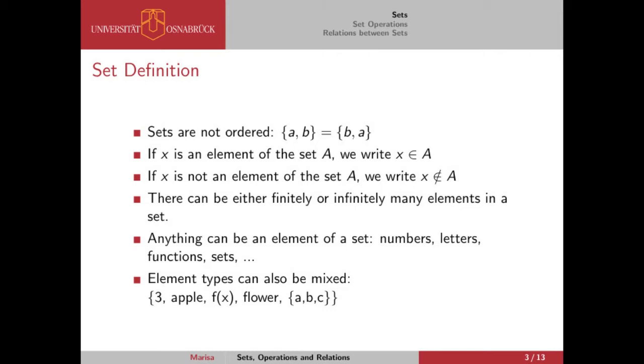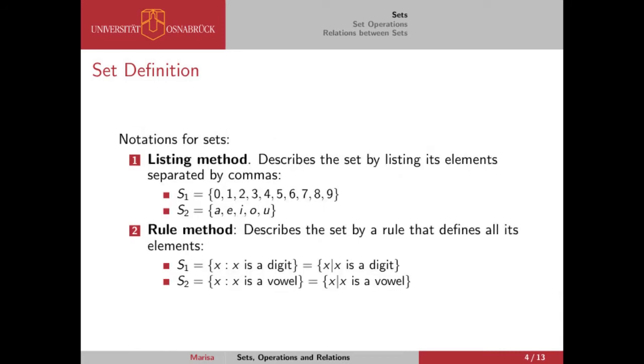So now that you have learned the most important facts about sets, we will have a look at different ways of how to denote sets. There are two different methods for describing a set, namely the listing method and the rule method. The listing method just means that you simply list the elements of a set. This is done inside the curly parentheses and the elements are separated by commas. Here you see two examples.